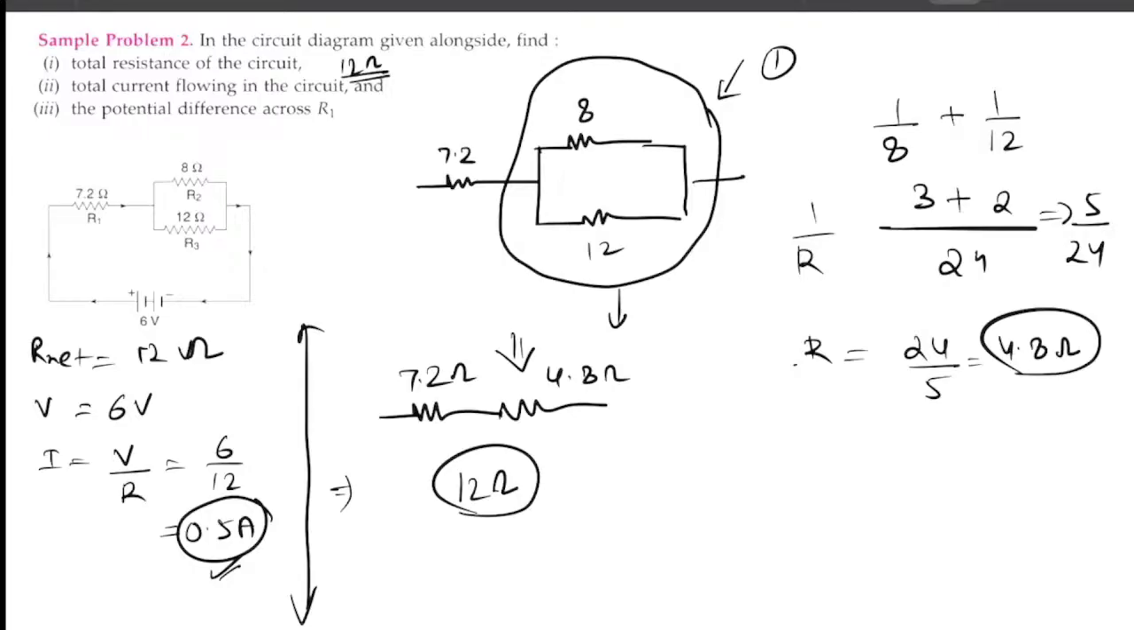Are you guys with me? Have we all understood this concept? We already knew the value of net resistance, and voltage was provided to us. So the net current flowing through this circuit is very easy to find out. Now moving to the best part of this question, potential difference across R1.